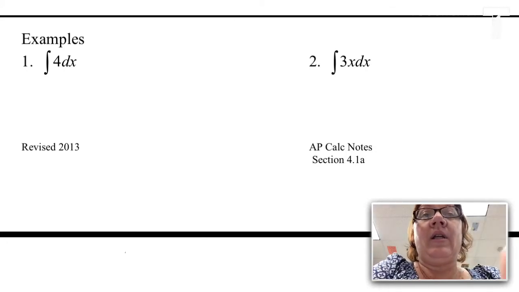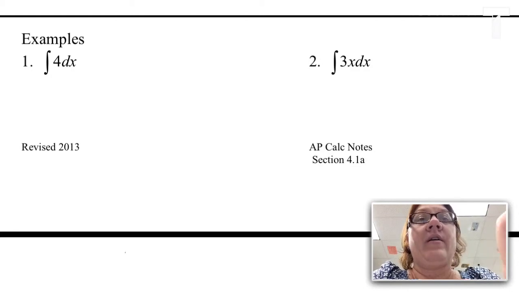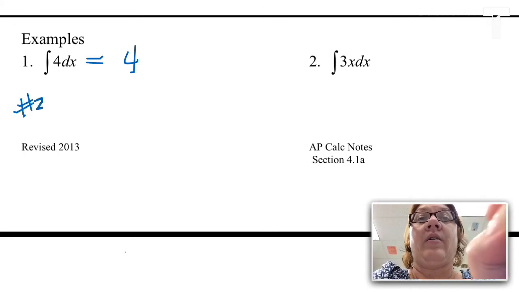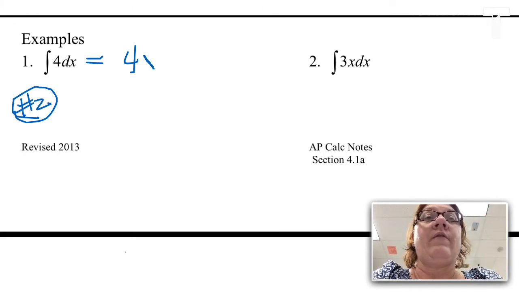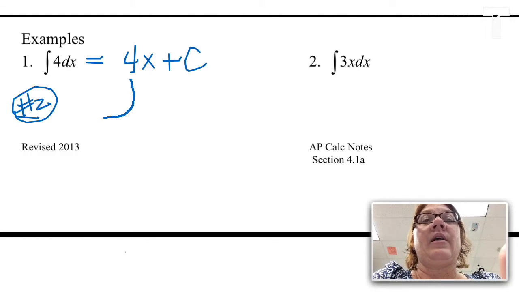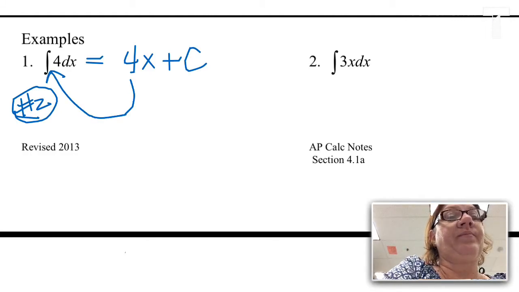So on this first one, if I take the antiderivative of 4, that's the constant version. So this is like number 2. This is a number 2 example. So I would get 4x plus c. And think about that, if I take the derivative, I do in fact get 4. So it works.